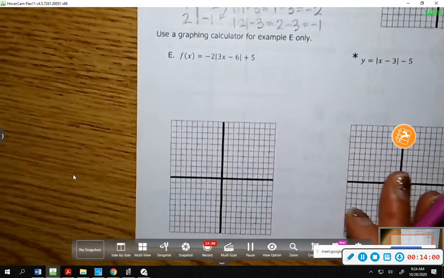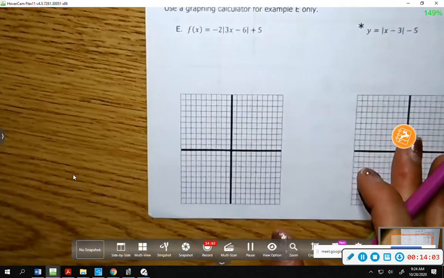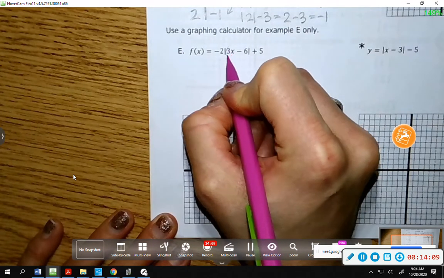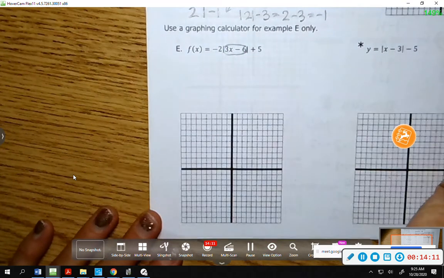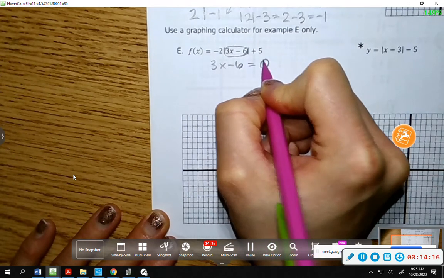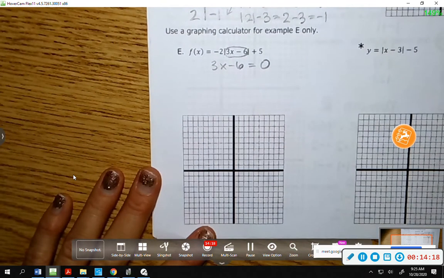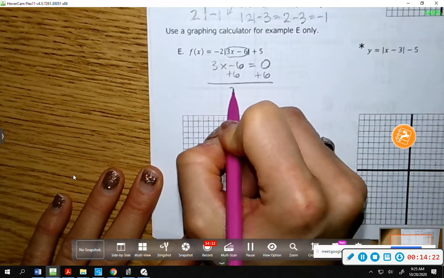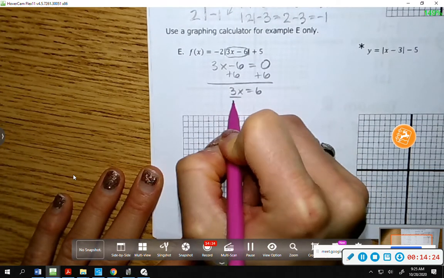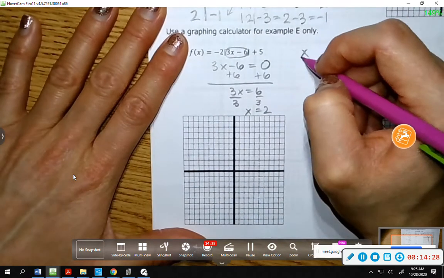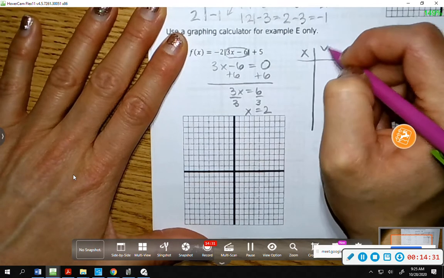Use a graphing calculator for example E only. Okay, we're going to do it by hand, and then I'm going to show you guys how to use the graphing calculator. Okay, so take the inside of the absolute value symbols only, which is 3x minus 6, and set the inside equal to 0. Okay. Now solve for x. So 3x equals 6. Divide both sides by 3, and we get x equals 2. So 2 needs to go in the middle of my table.